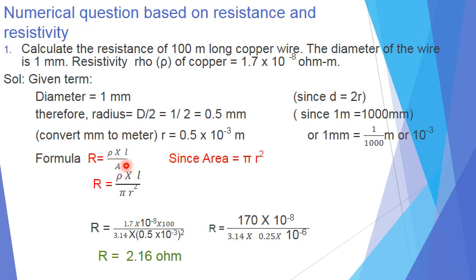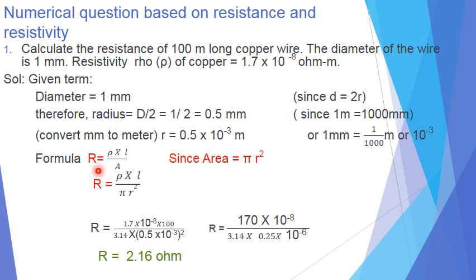Now we do not know the value of the area of cross section. The wire is always in a circular form, so the cross section is the area of a circle. So the area of cross section is pi r square. So we have to put it in the formula.